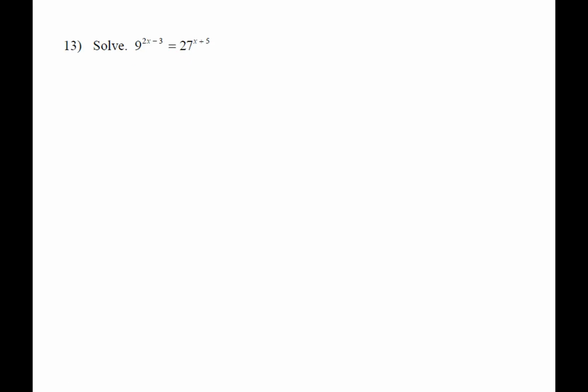Next one. This one, when we're trying to solve exponential equations, our goal is to try to get the bases to be the same. So I can rewrite 9 as 3 squared. And I can rewrite 27 as 3 cubed. So now I would have a matching base situation. Before I deal with that, though, I'm going to take care of my exponents. I would distribute in this case. It's kind of a weird distributing, but 3 to the 4x minus 6 and 3 to the 3x plus 15.